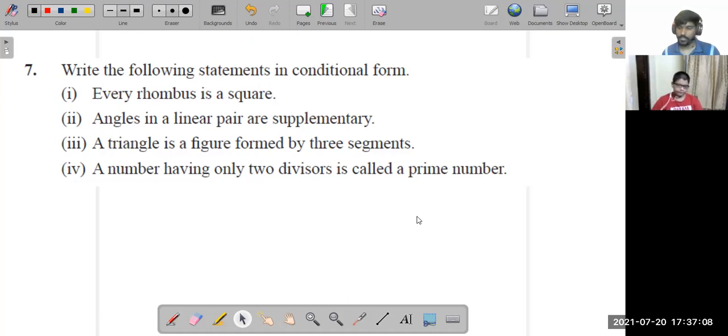Okay, next. A number having only 2 divisors is called a prime number. If a number has 2 divisors, then it is called a prime number. Correct. Write it down.